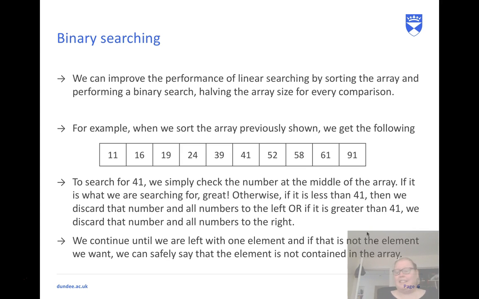So let's sort the array we saw previously, and then we get the following. To search it for 41, we simply check the number in the middle of the array. If it's what we're searching for, great, we're finished. Otherwise, if it's less than 41, then we discard all the numbers to the left, or if it's greater than 41, discard all the numbers to the right. We continue until we are left with one element. And if that's not the element we want, we can safely say the element is not contained in the array.